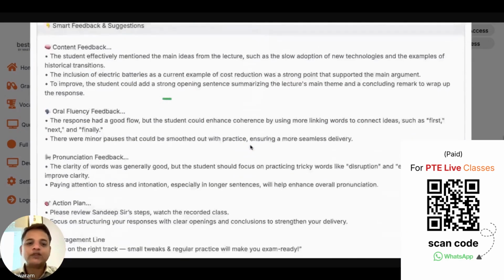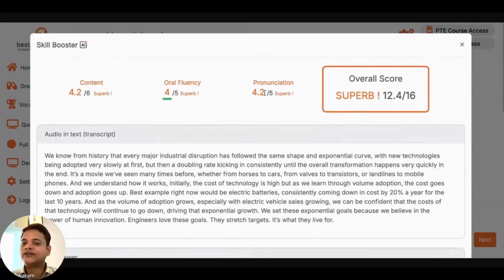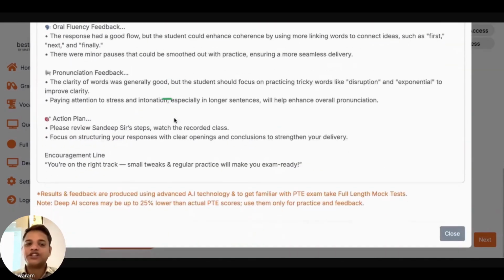Okay. Then the pronunciation feedback is 4.2 on the scale of 5. What does it have to say about pronunciation? The clarity of words was generally good. So the pronunciation was clear, it says. But the student should focus on practicing tricky words like disruption. This is something I had to improve. So maybe I'll practice the pronunciation of the word: disruption, disruption, disruption. Next time, I will pronounce it well.